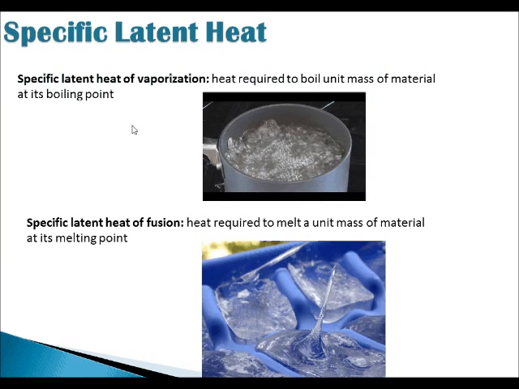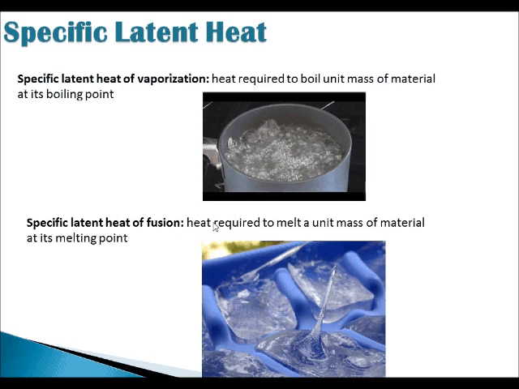The first type of specific latent heat is specific latent heat of vaporization, and that is the heat required to boil a unit mass of material at its boiling point. So let's say our unit mass is 1 kilogram. How much heat do we need to put in to this material? Let's say it's water. How much heat energy do we need to put into water to boil away 1 kilogram of that water?